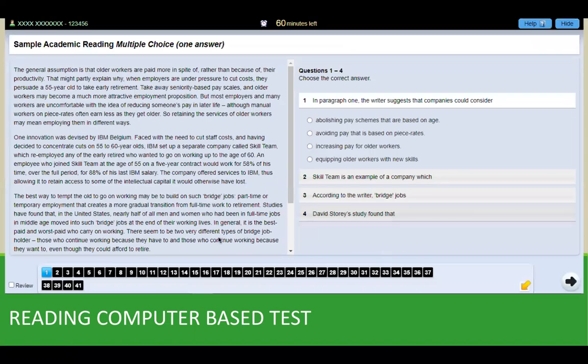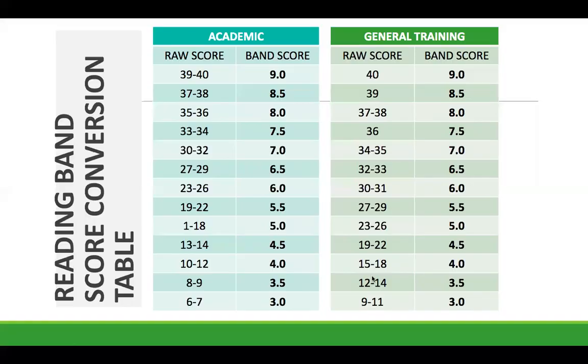So this is how it would look like. Okay, so this is how you would answer it. There are 41 questions. And for the scores, as you see, the score for general training is lower compared to the academic. Before you get a 7, you have to have a score of 34 to 35 if you're taking general training. And for the academic, if you get a score of 30 to 32, that is automatically a 7.